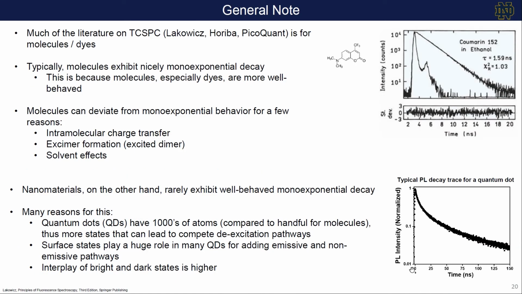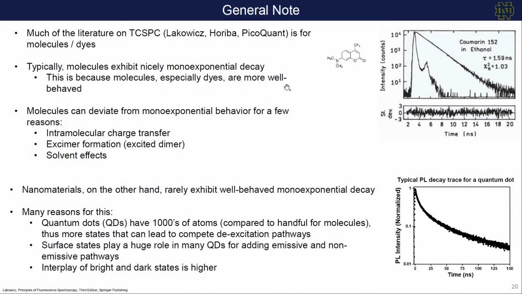So with that, I'll give one final general note. Much of the literature on TCSPC, or just PL decay in general, if you're looking at the Lakowicz textbook or the white paper or technical note from Horiba and PicoQuant, a lot of the examples they use are for molecules or dyes. So this is the example of coumarin in ethanol. You can see it gives this very nice mono-exponential decay.